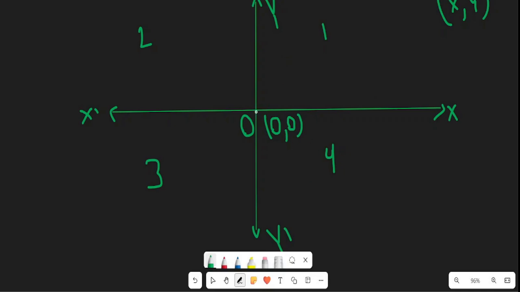Now we have to know a concept about positives and negatives in the Cartesian coordinate system. Whenever we go to the right side of the origin, the abscissa will always be positive, and whenever we go to the left side, the abscissa will be negative. Whenever we go to the upside of the origin, the ordinate will be positive, and whenever we go to the downside, the ordinate will be negative. So that is the concept of positive and negative in the Cartesian coordinate plane.